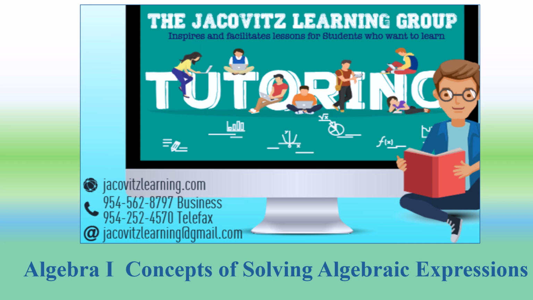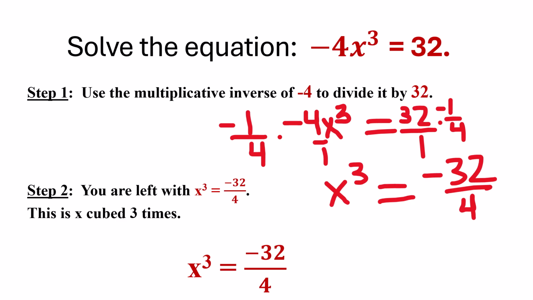Okay, we're going to move on to some concepts of algebraic expressions. Listen to me, they're basic concepts, okay? Now listen. Solve the equation negative 4x cubed equals 32. Do not let this equation intimidate you. All it means is that x's value has been cubed for you to solve it.